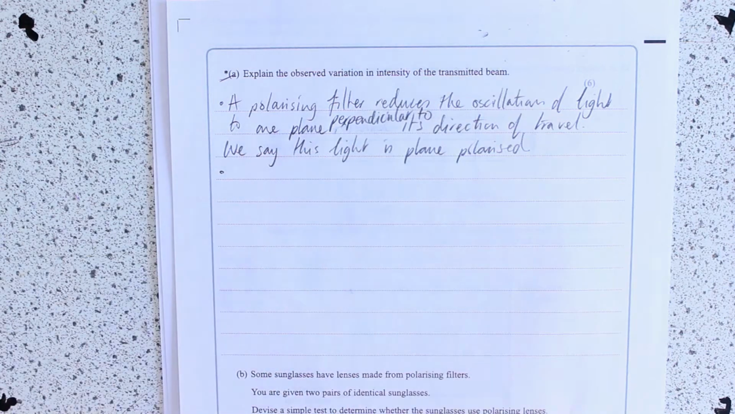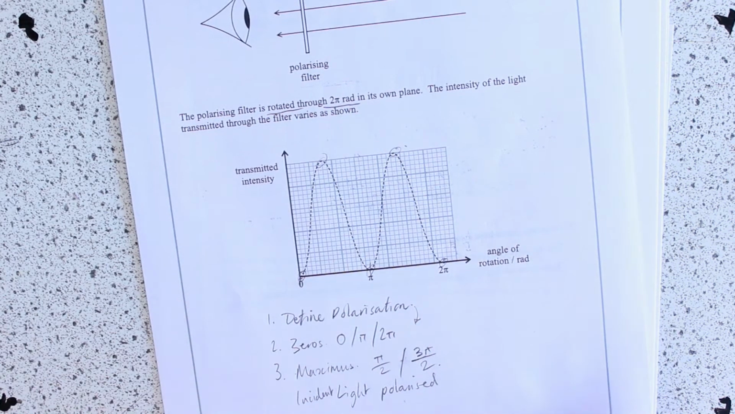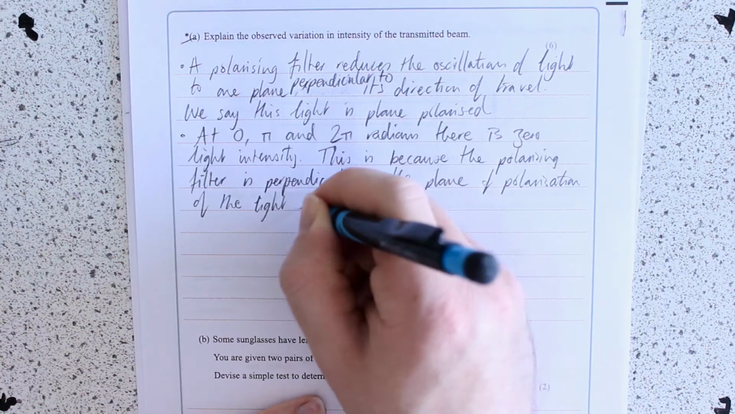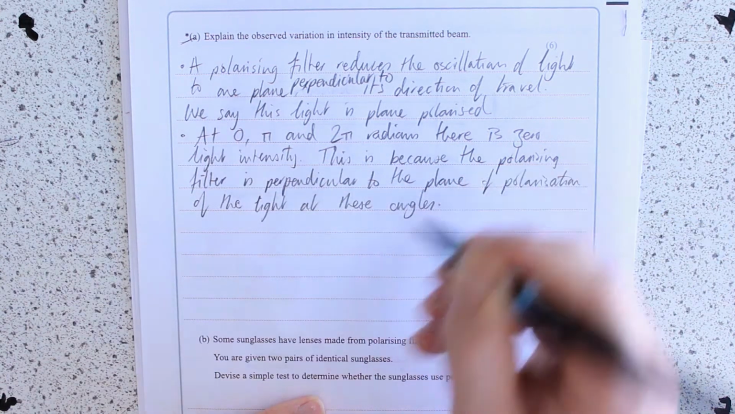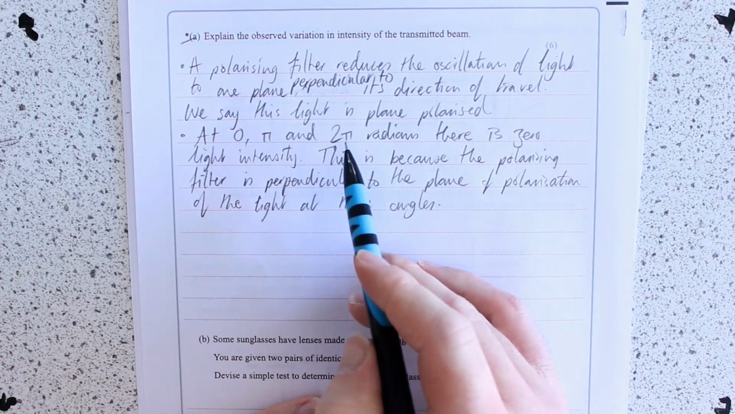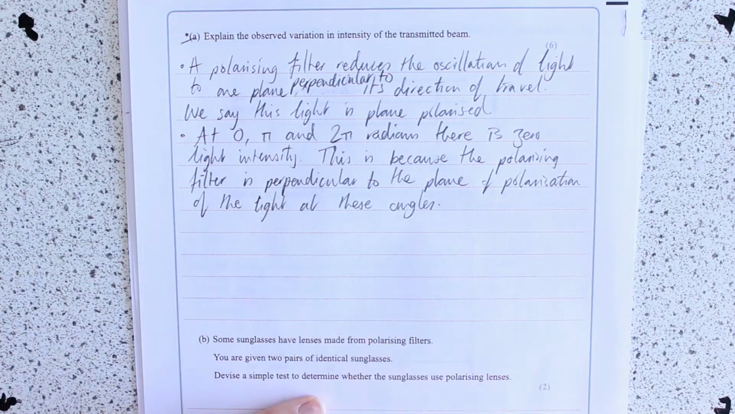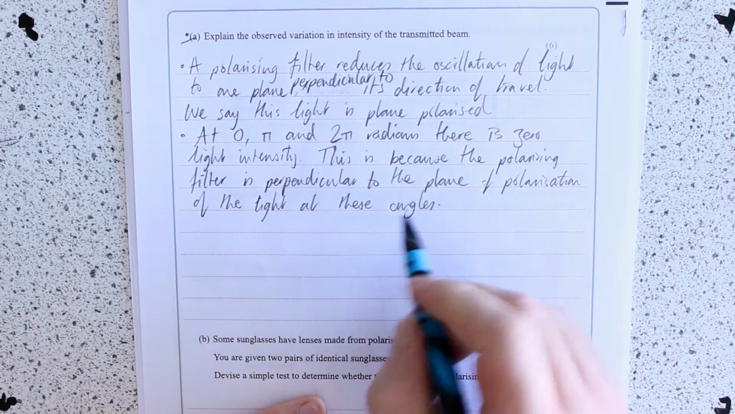Okay, well, what's happening here? My second paragraph, I decided I was going to talk about these 0 points. So at 0, pi and 2 pi, there is a minimum, or there is 0 light intensity transmitted at these angles. Let's have a little read. At 0, pi and 2 pi radians, there's 0 light intensity. This is because the polarizing filter is perpendicular to the plane of polarization of the light at these angles.